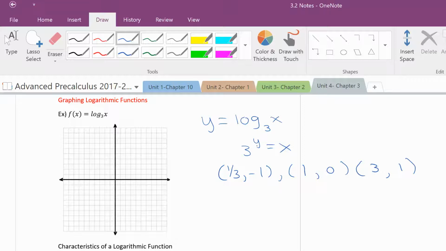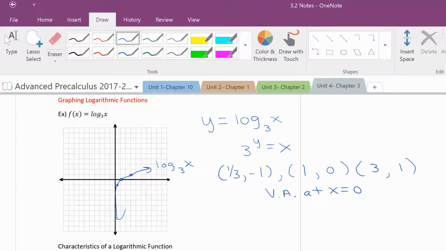You also have to consider that you can't raise a number to a power and get zero or a negative. So there's going to be a vertical asymptote at x equals 0. So when you graph this, you have 3, 1, 1, 0, and 1/3 and negative 1. So it looks like that. That's log base 3 of x.